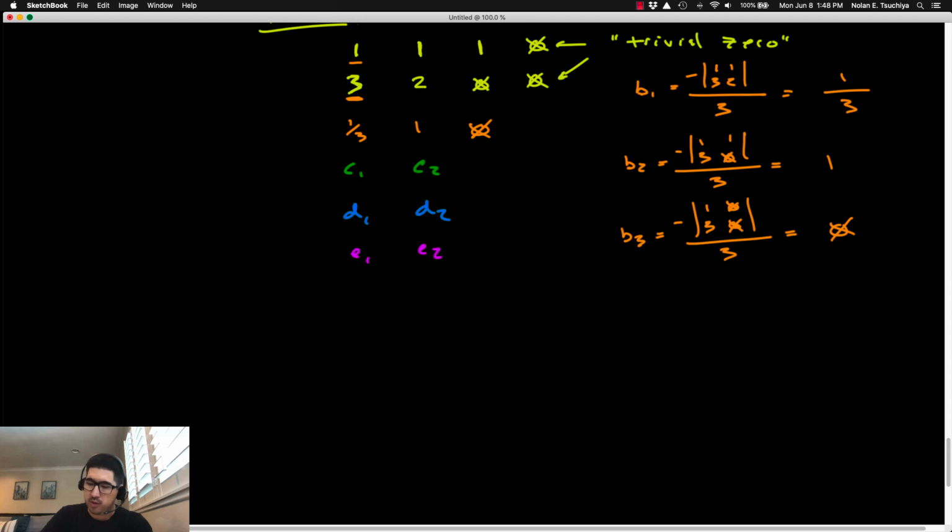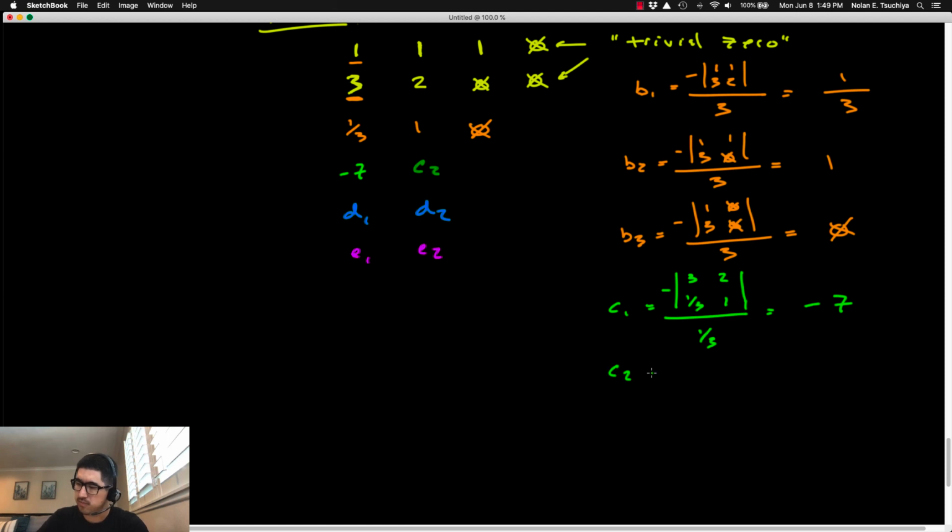Which means at this point we can move to the C row. So C1. C1 is going to be minus the determinant of a 2 by 2 matrix, all divided by the first term in the row above it, which is 1/3. The 2 by 2 matrix is going to be 3, 1/3, 2, and 1. So C1 is going to work out to be minus 7, and I can go ahead and replace that there.